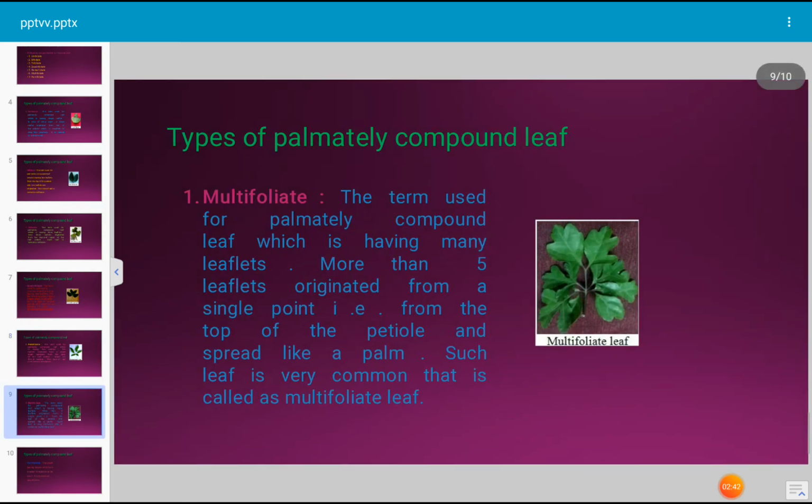Next, this is multifoliate leaf. The term used for palmately compound leaf which is having many leaflets, more than five leaflets originated from a single point, that is from the top of the petiole, and spread like a palm. Such leaf is very common, that is called multifoliate leaf. Such type of leaf occurs in many ornamental plants.